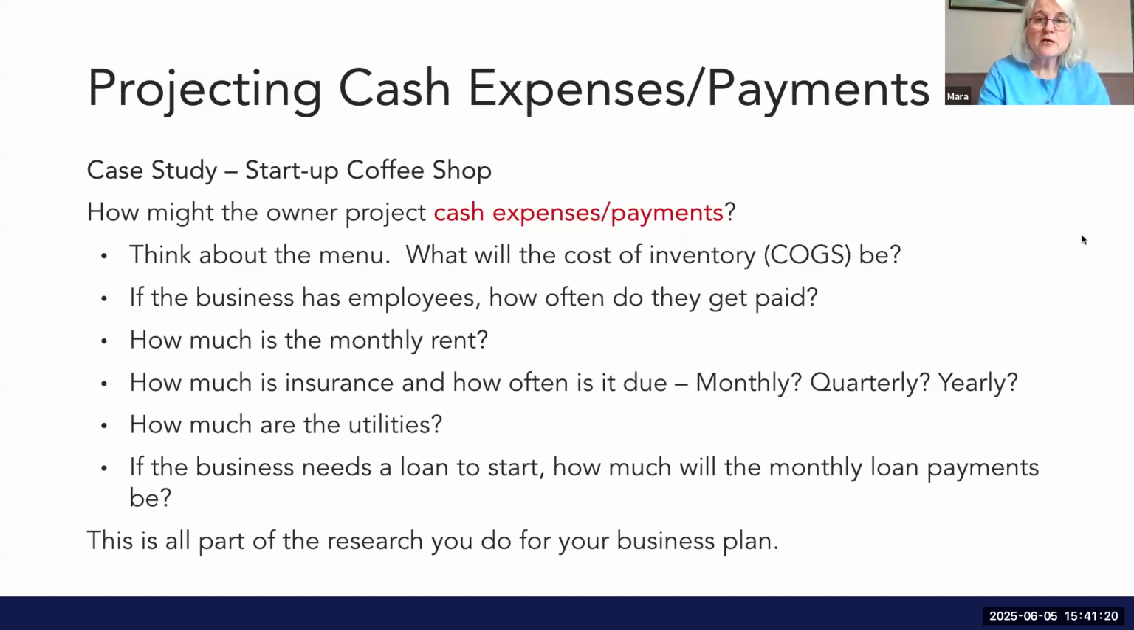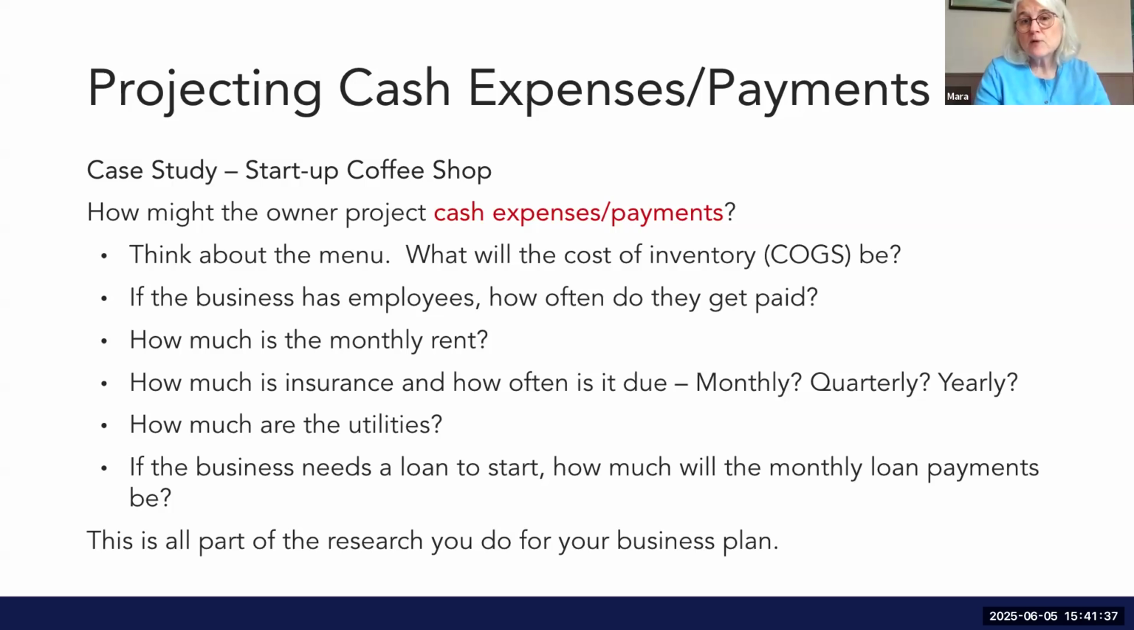So how might he project the cash expenses? Well, he'd kind of do the same sort of thing. And again, this is cash out. So again, he's going to think about his menu and he's going to think about the cost of the inventory. And I've used the word COGS here. That's cost of goods sold.